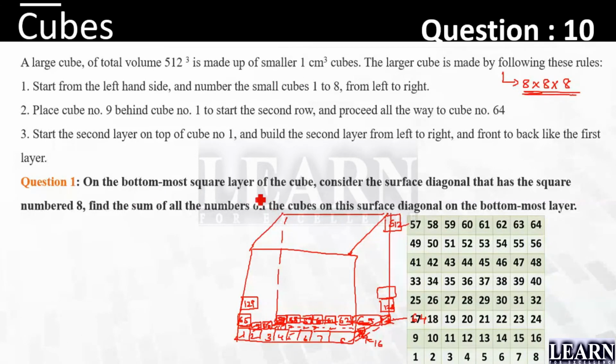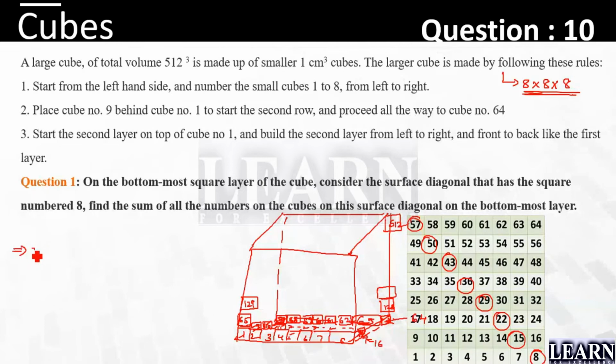So on the bottommost square layer of the cube, consider the square diagonal. You have to check out the diagonal. I have got two diagonals here, 1 to 64 and 57 to 8. That is a square of size 8. Find the sum of all the numbers on the cubes on this surface diagonal on the bottom layer. So they are asking us to take out the sum of all those numbers. So we have to add all those numbers.